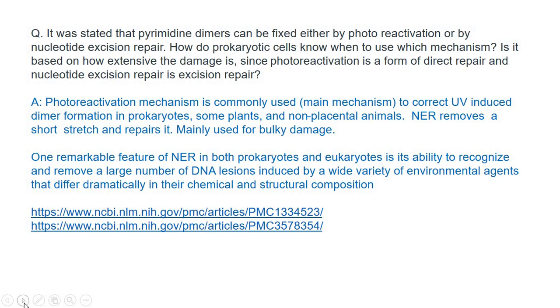These two articles I listed here explain these repair mechanisms in great detail if you want to read more. So again, to answer your question specifically: damage caused by UV radiation is usually repaired by prokaryotes through the direct repair mechanism, photoreactivation. Damage caused by molecules other than UV radiation is usually corrected by base excision or nucleotide excision repair.